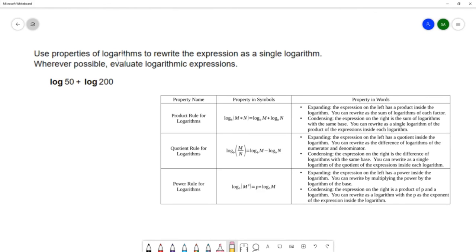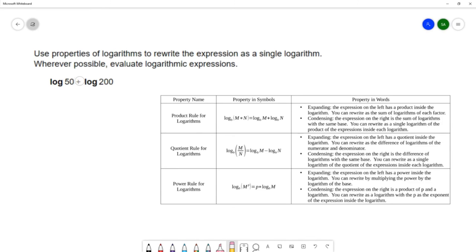Use the properties of logarithms to rewrite the expression as a single logarithm. Whenever possible, evaluate the logarithmic expressions. In this example, we want to simplify log of 50 plus log of 200. So we're going to use the properties to rewrite this log as a single logarithm. I like to call these properties the expanding and condensing properties. And when we want to write them as a single logarithm, we're trying to condense to a single logarithm.